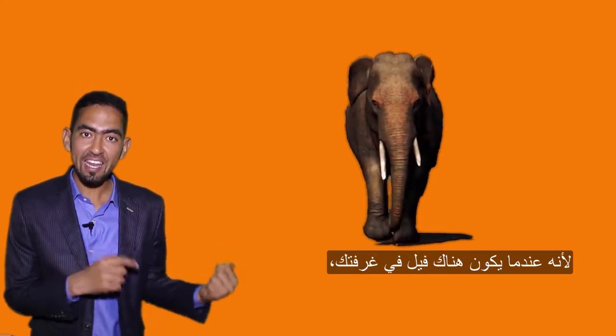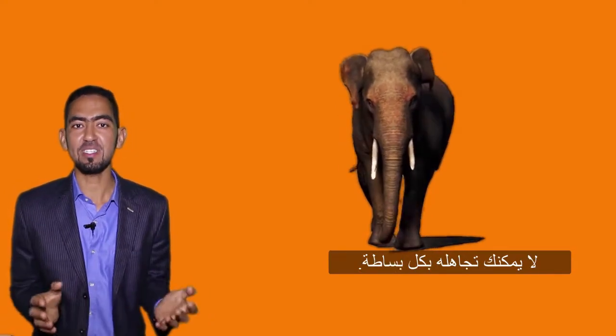Because when there is an elephant in your room, you can't just ignore that. You have to do something about it. You have to find a solution for this problem. The elephant here refers to the problem. To help you understand this, let's see an example.